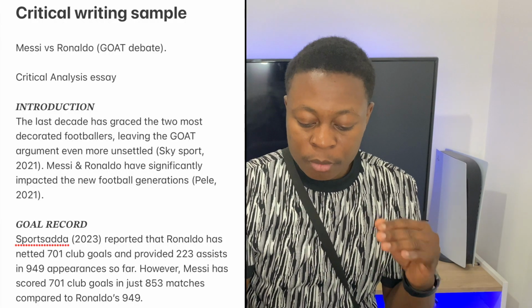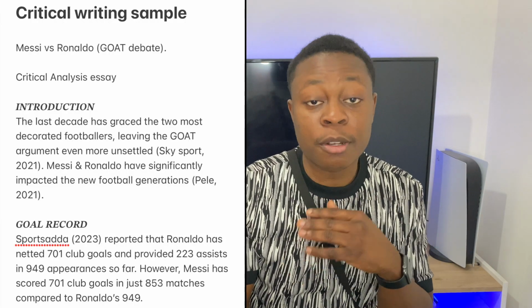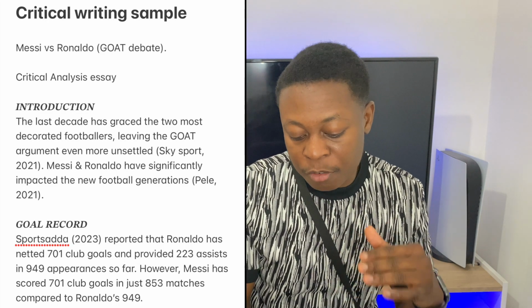So let's get into the critical part. Messi and Ronaldo, GOAT debate. Anyway, let's get into it. Introduction. The last decade has graced the 2 most decorated footballers, leaving the GOAT argument even more unsettled.